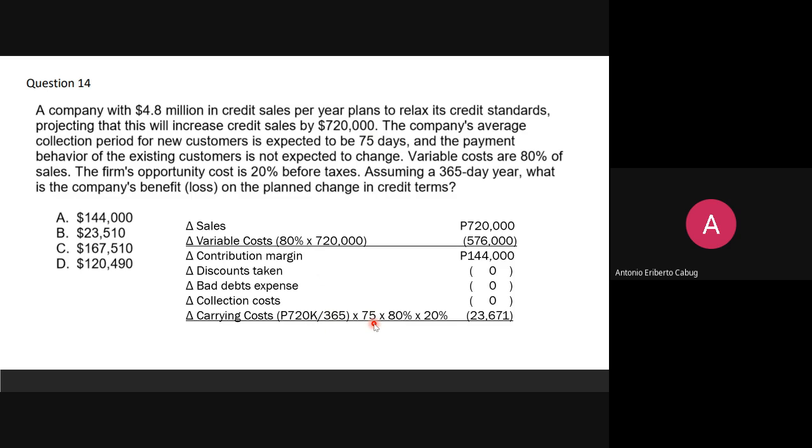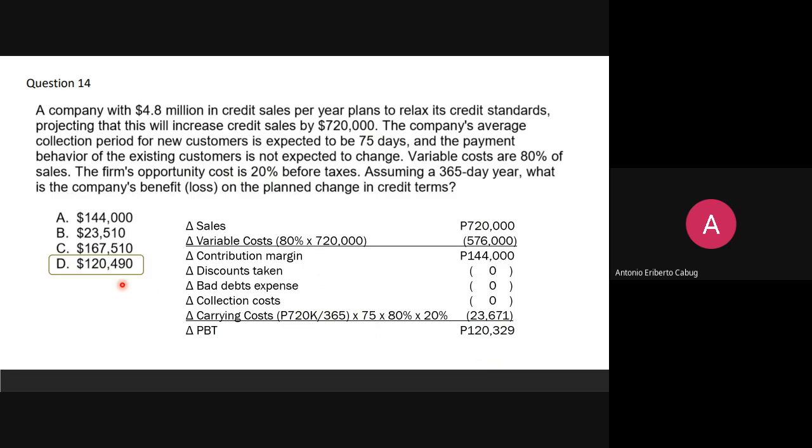118,356. And then, yung interest rate niya, also known as opportunity cost, is 20%. You have 23,671. 144,000 minus 23,671, 120,329. Due to rounding error, okay, hindi ganon kasakto yung sagot. Correct answer is letter D. That's the closest to the truth.